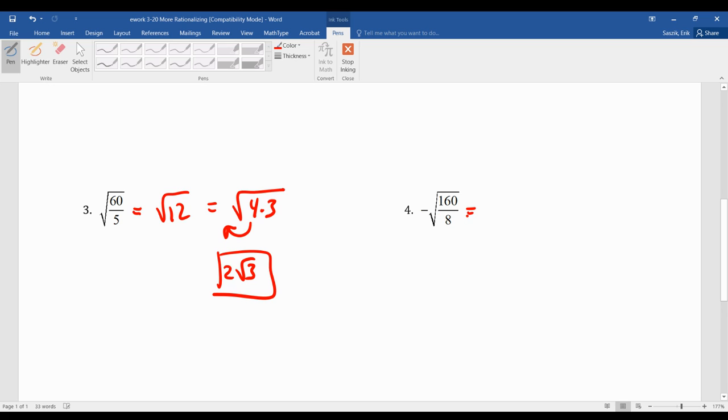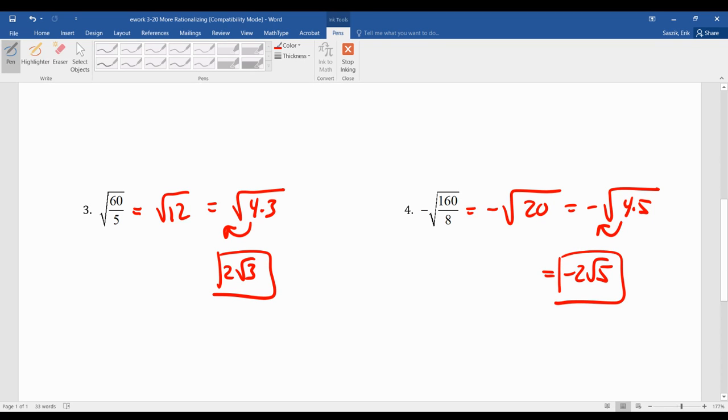Same thing here. Now we got this invisible negative 1 in front, no big deal. Divide first, that becomes 20, so we have square root of 20. Break that up to 4 times 5. Square root of 4 is 2. You end up with negative 2 root 5.